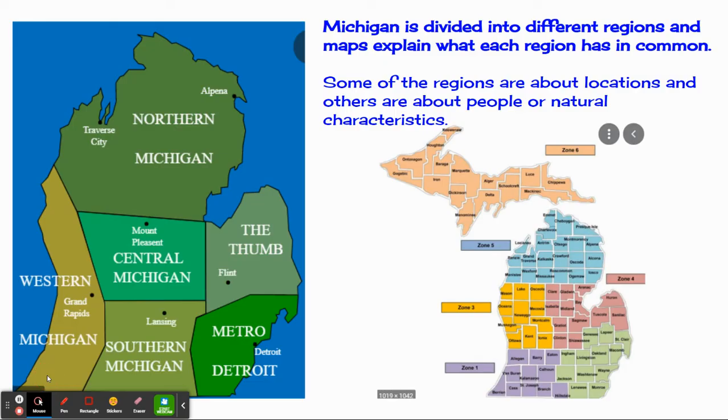Now, Michigan is divided into different regions, and a lot of maps explain what each region has in common. Some of the regions are about locations, and others are about people or natural characteristics. These two are similar when they just have the north or the southeast, or Detroit. They're not exactly the same. This one doesn't even have the Upper Peninsula.